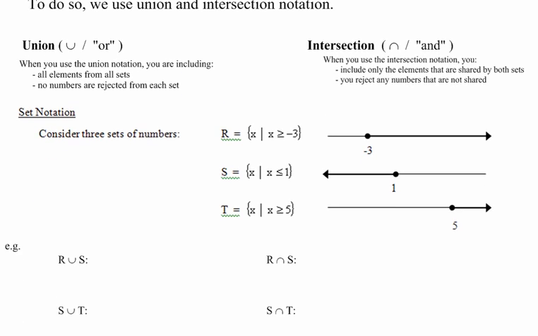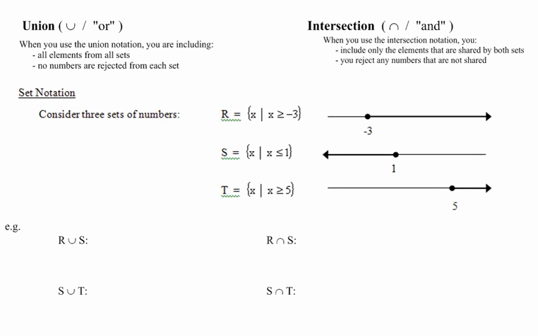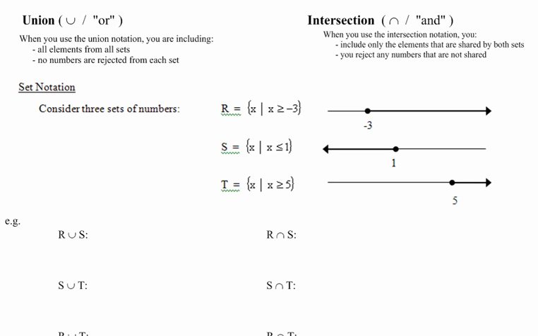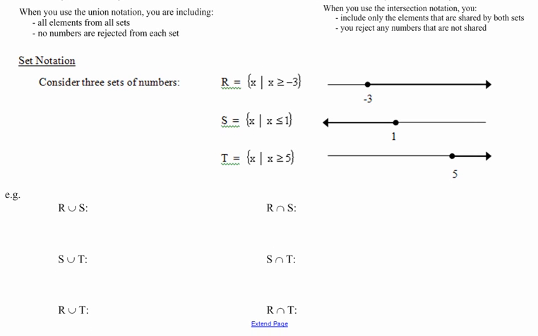So let's consider these two sets. We have set R, which is from negative 3 to infinity. We have set S, from negative infinity to 1. And then set T from 5 to infinity. So let's look at the union of R and S.